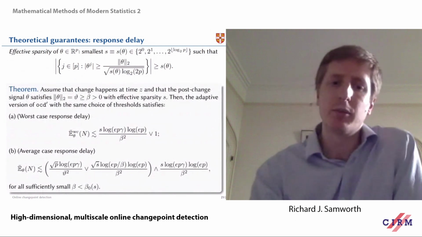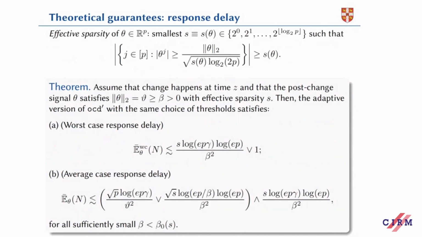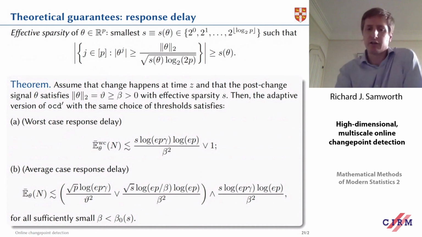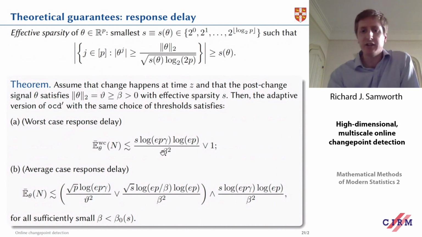So here's our main theorem on the response delay of the OCD prime algorithm. We're working under the alternative hypothesis now, where a change happens at time z, and our post-change signal satisfies the constraint that its L2 norm is at least the beta that we know in our algorithm. And then we're going to provide response delays in both the worst case and the average case. The worst case response delay, well, let's not worry too much about logarithmic factors here. It's essentially s over beta squared, okay? So you can take advantage of effective sparsity in this.